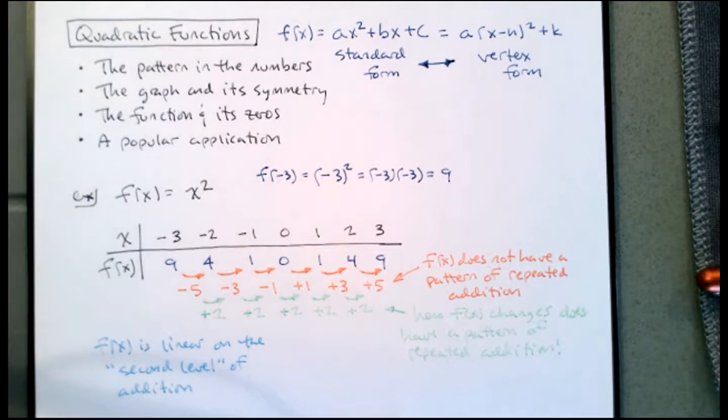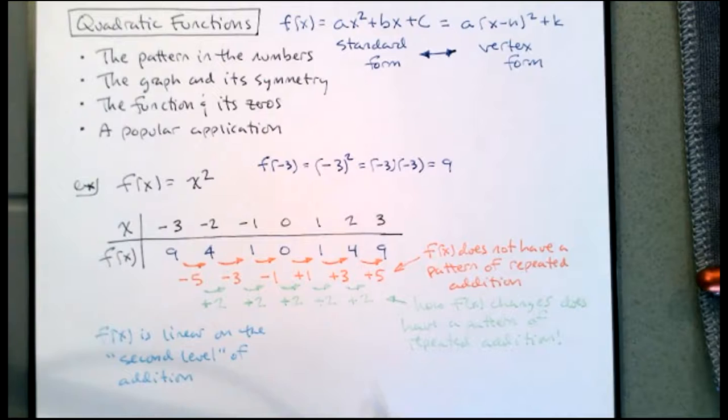So we could think of it as being linear on the second level of addition. The first row of addition, those are not the same, but if we keep subtracting one more down, then it is always the same. So the rate of change of the rate of change of f of x is linear.